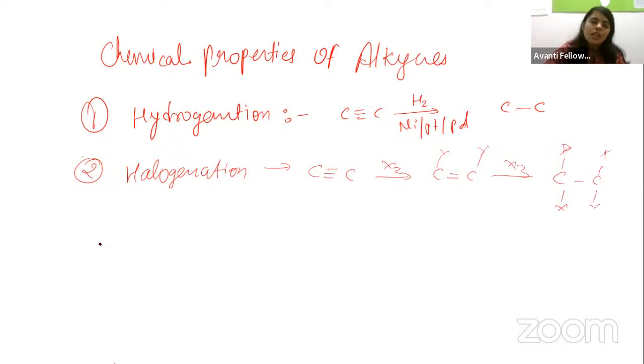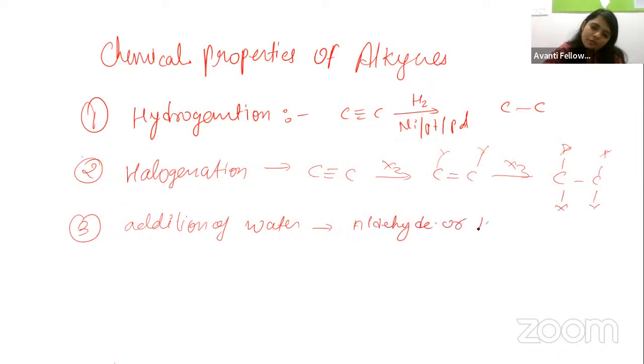Okay. Third was addition reaction. So this is all your addition reaction. Okay. Third was addition of water. Water का addition हमने देखा था. So we need to end up with aldehyde or ketone because enol form बन जाएगा. Then enol को we have to convert it into ketone.